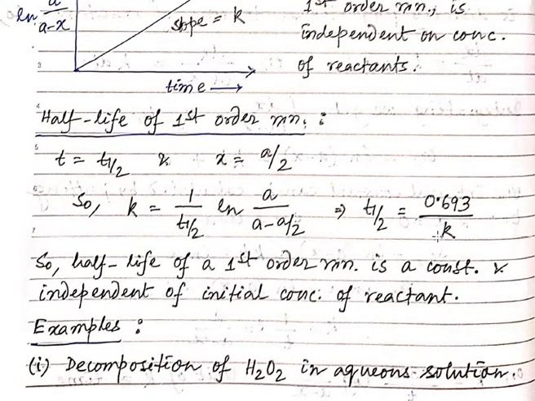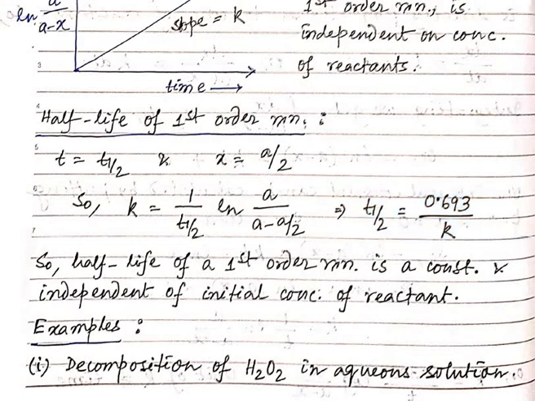Again, I am saying that T is equal to T half when X is equal to A by 2. So K is equal to 1 by T half ln A by A minus A by 2, because we had seen that the rate expression for the first order reaction is K is equal to 1 by T ln A by A minus X. So here I am putting the value of X, that is A by 2, and in place of T we are writing T half. So T half is equal to 0.693 by K.